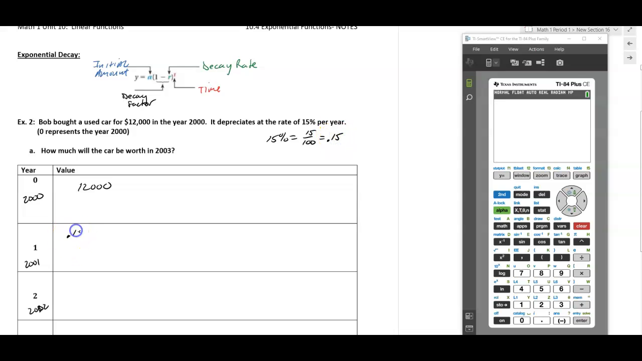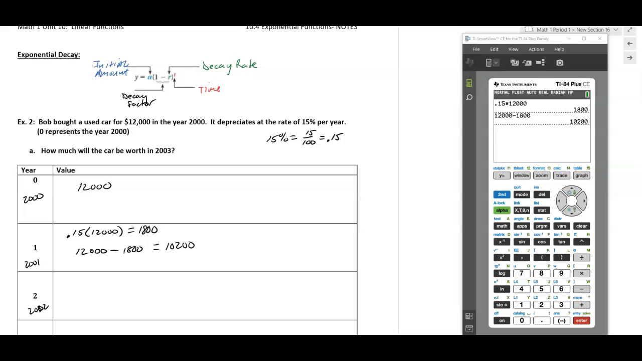So if I take 0.15 and multiply it by $12,000, you get 1,800. So now, that's how much it goes down. So to figure out the new value, 12,000 minus 1,800, you would get 10,200. So the value after 1 year of that car is $10,200.